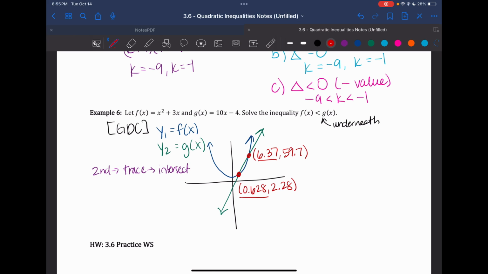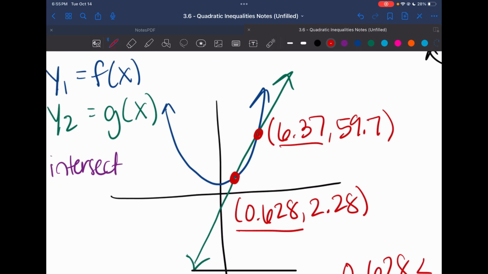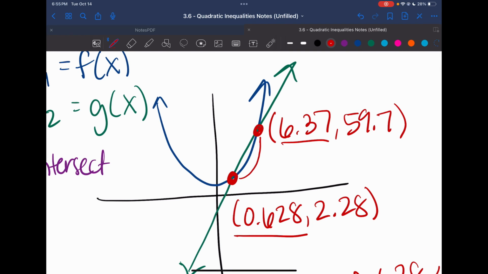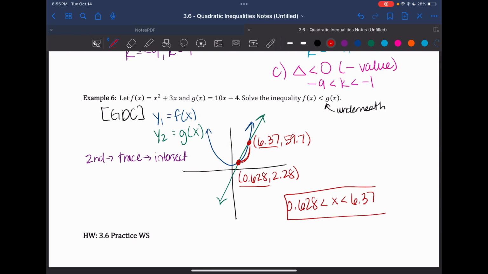So where is it underneath? We need 0.628 is less than x is less than 6.37. And you can even see, it's not just because they intersect at that point. You can see where f of x is the quadratic. The whole time that quadratic is above the linear line, but once it hits those points, you can see that it goes underneath it right here before it crosses in again and goes above it. So that's why we're looking for that region of the intersections.